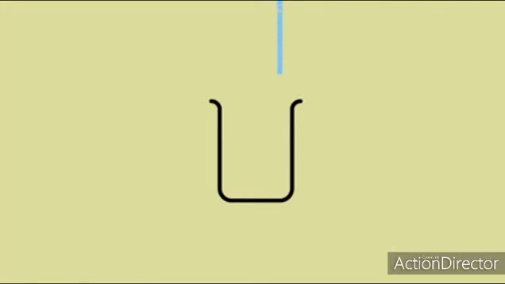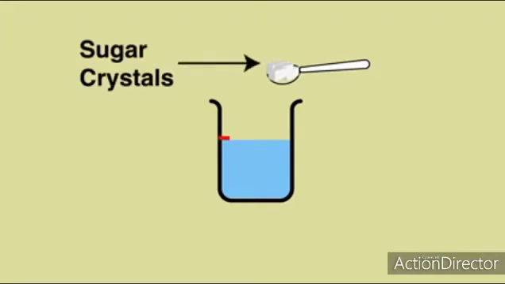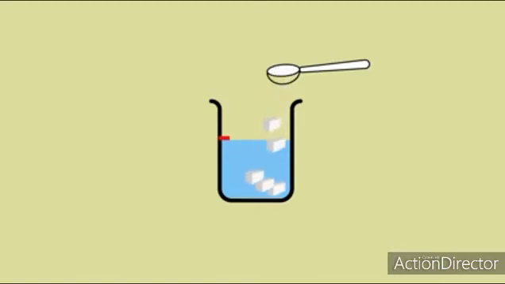Take one small beaker and pour some water into it. Approximately fill half of the beaker. Now use a marker and put a mark on the beaker up to the level of water. Then take a spoon of sugar crystals and drop the sugar crystals in the beaker. Sugar crystals cut through the water surface and settle down at the bottom of the beaker.